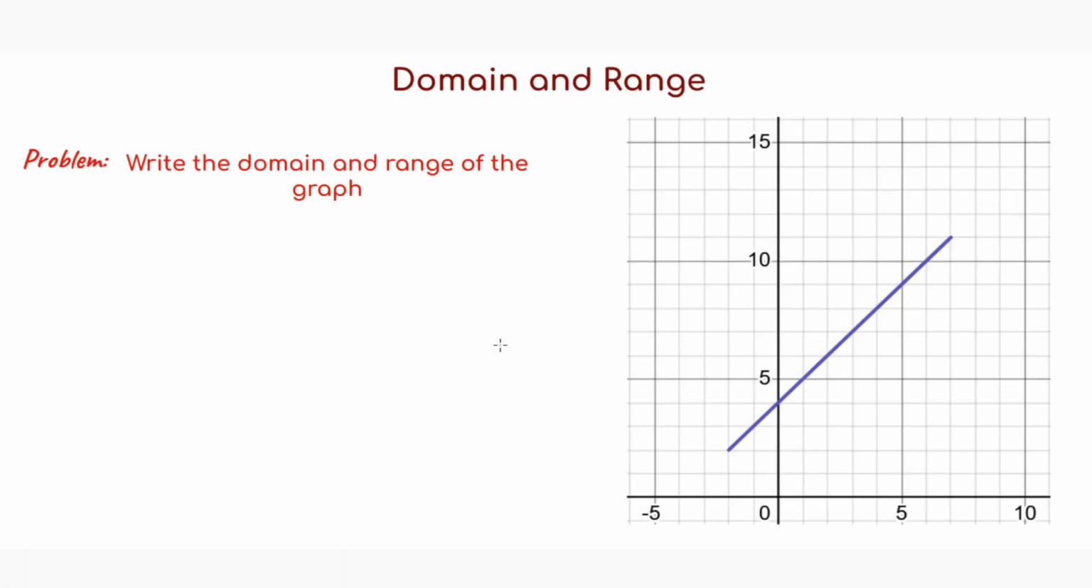How do we solve for domain and range? In this problem, it says to write the domain and range of a graph. So domain is a set of x coordinates, so it's based off the x-axis.